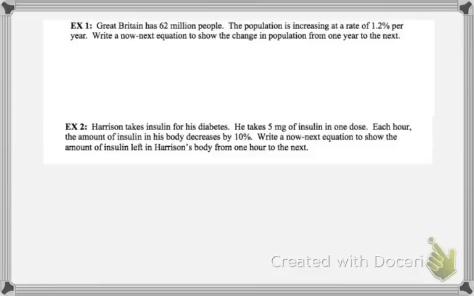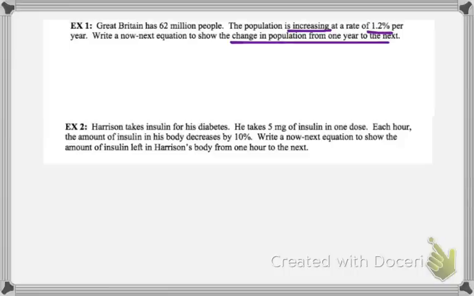So these always make a little more sense once we get our feet wet with some examples, so let's take a look. Example number 1. Great Britain has 62 million people. The population is increasing at a rate of 1.2% per year. So I always underline any keywords I see. And I see 1.2%. Write a now-next equation to show the change in population from 1 year to the next. So that's the name of the game.